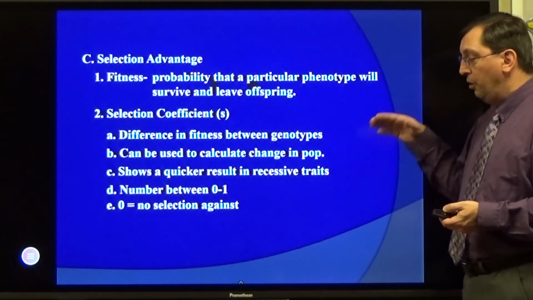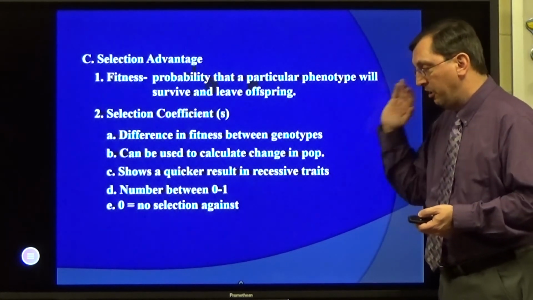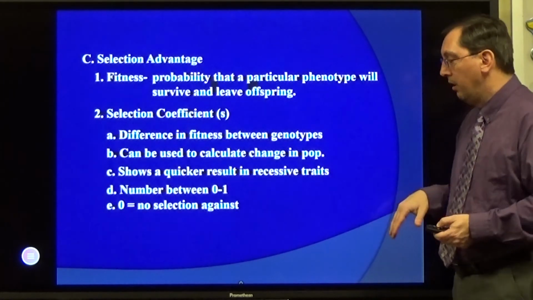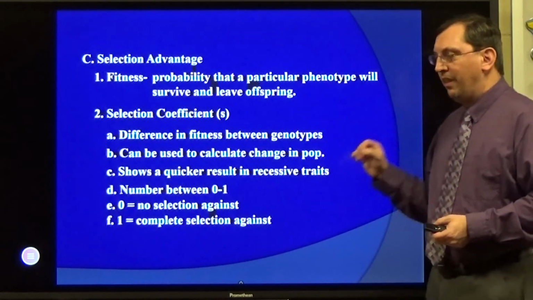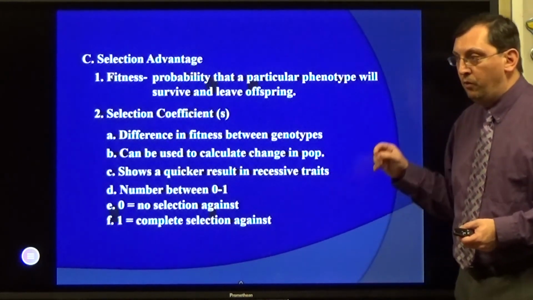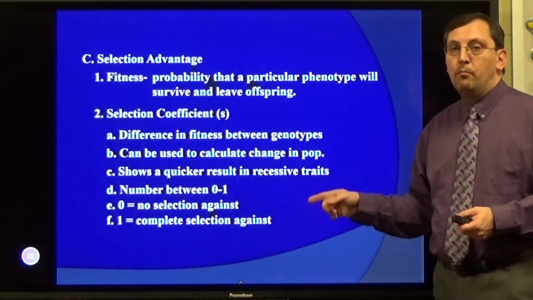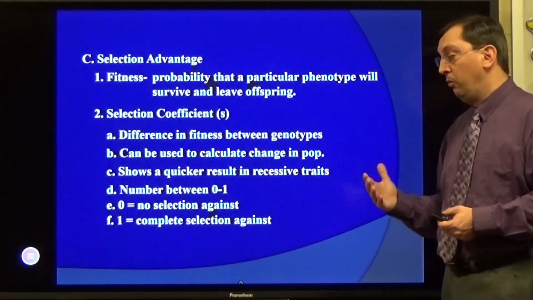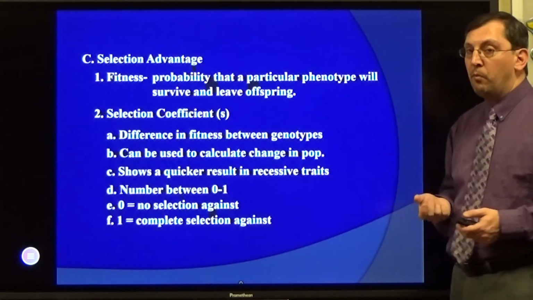So 0 means no selection against. It means there's basically nothing happening, it's just neutral. Whereas 1 means complete selection against. That means if you have a value of 1 for your trait, more than likely your trait is going to go out because it probably has some sort of disadvantage causing it to die off, not produce offspring, things like that.